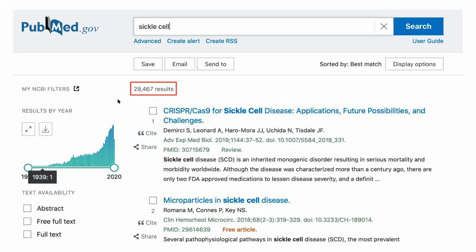So just look at some of these top recent publications. CRISPR-Cas9 for sickle cell disease, applications, future possibilities and challenges, microparticles in sickle cell disease. So the diseases that are described and taught in a textbook are typically an oversimplification of the real condition that is observed in real life. And so the research continues.